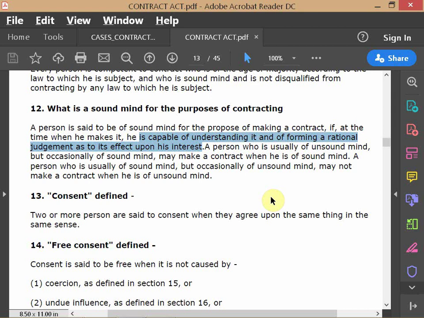I'm agreeing to buy a nuclear reactor in good condition. Now, if I don't have the technical ability to evaluate whether a nuclear reactor is in good condition, essentially that means I can't consent to it, right? Is this clear? So that will be under consent, because you can't understand the same thing in the same sense. It implies that you have to be able to understand it. Okay? All right.